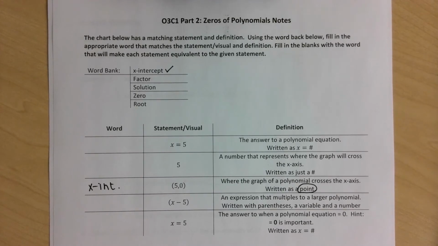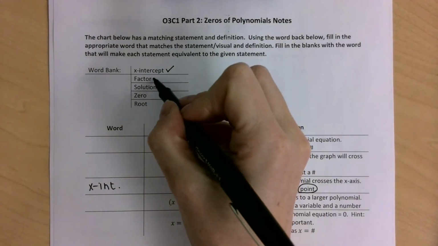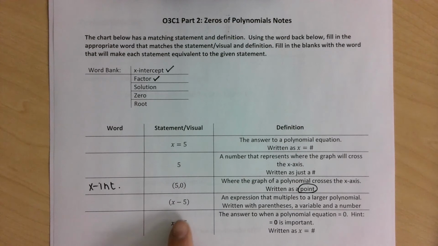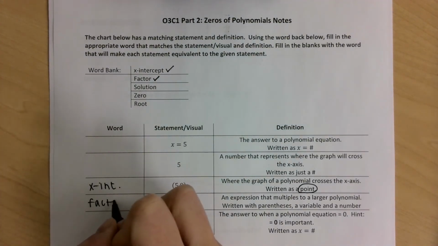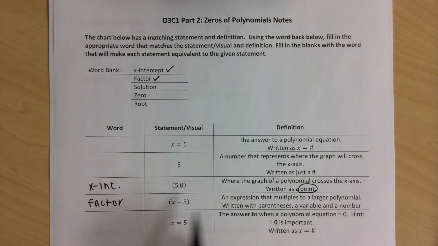The other one I think that we might remember is factors. Factors are always written in parentheses, so like this. Factors are an expression that multiplies to a larger polynomial, always written in parentheses with a variable and a number. Giveaway that you're looking at a factor are those parentheses.